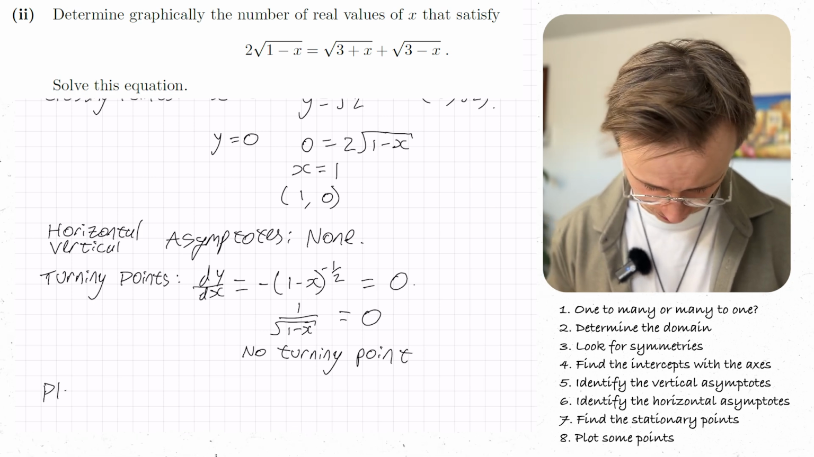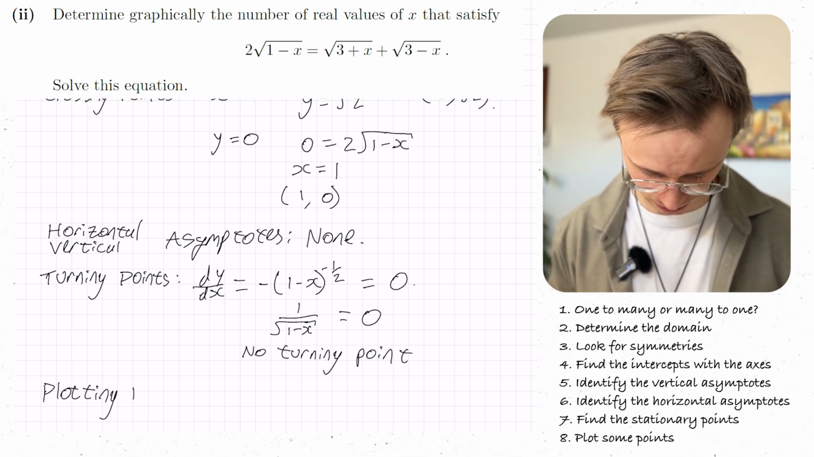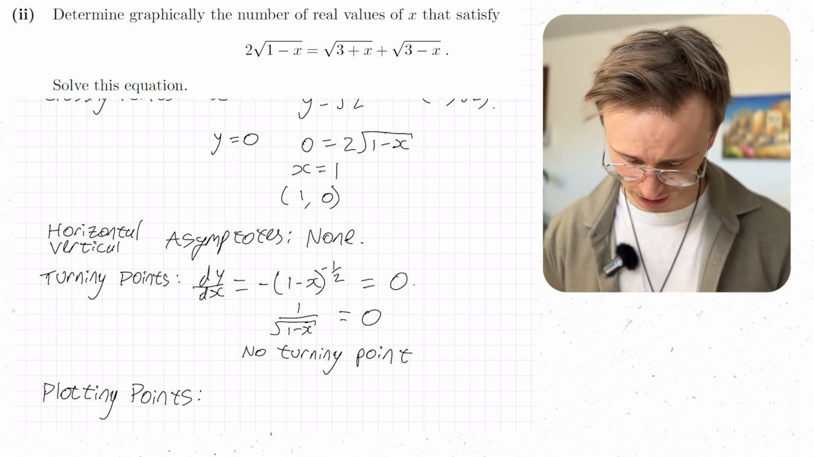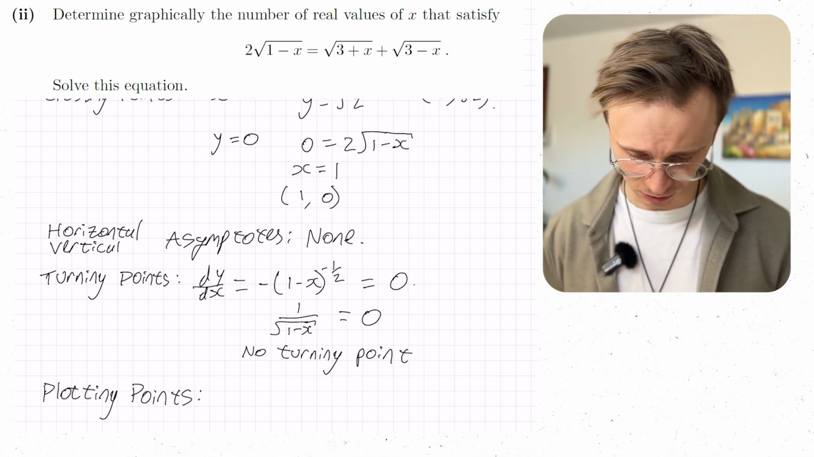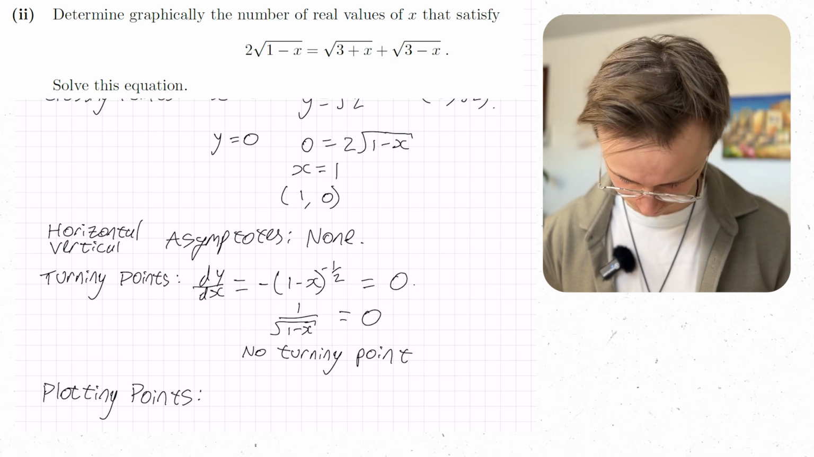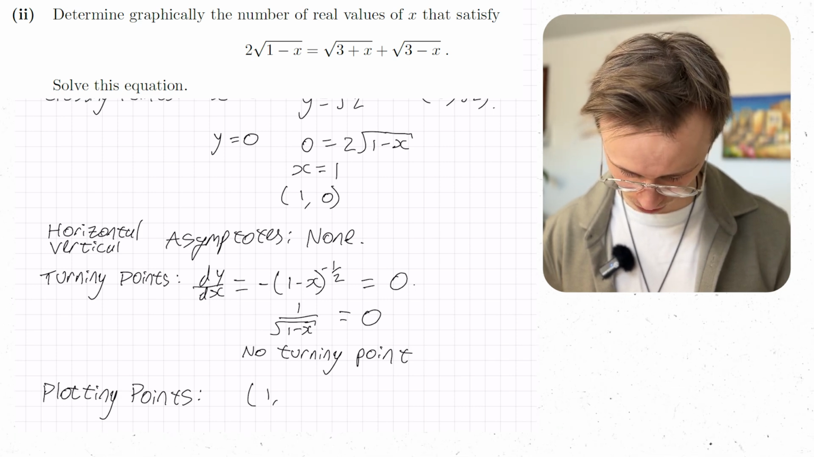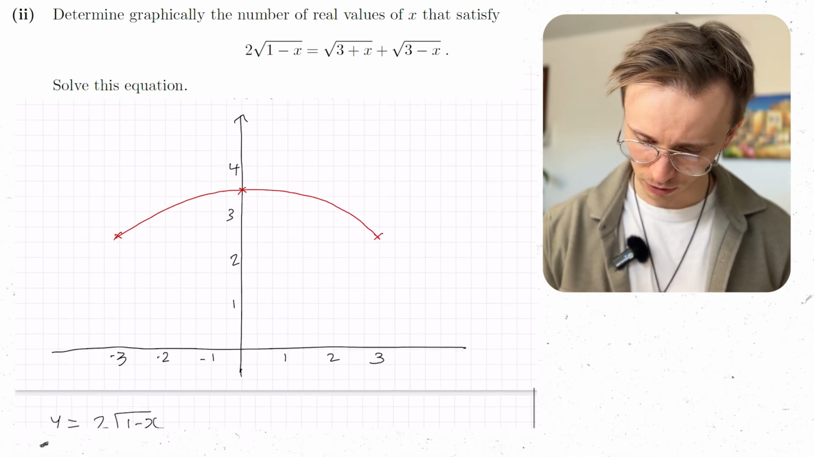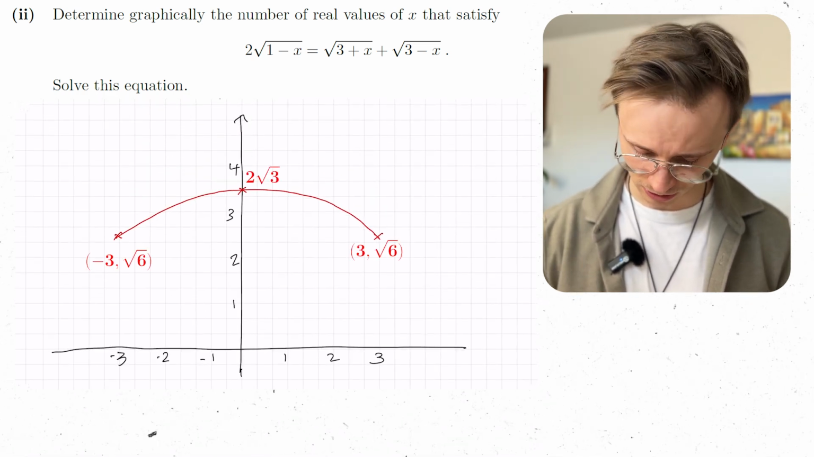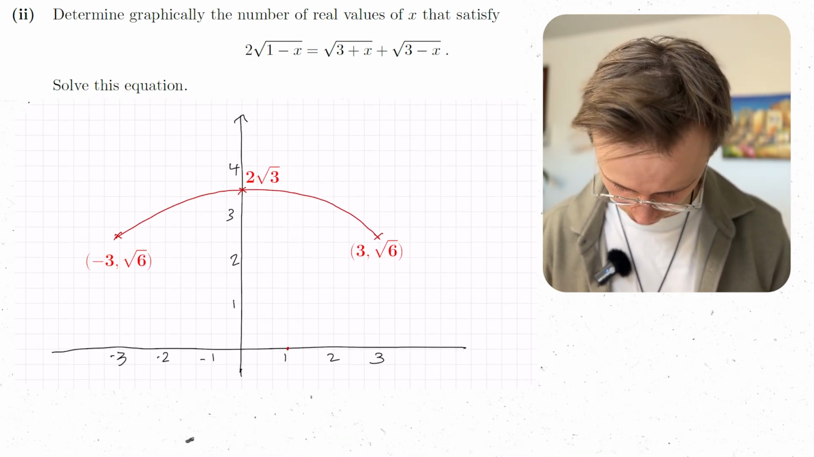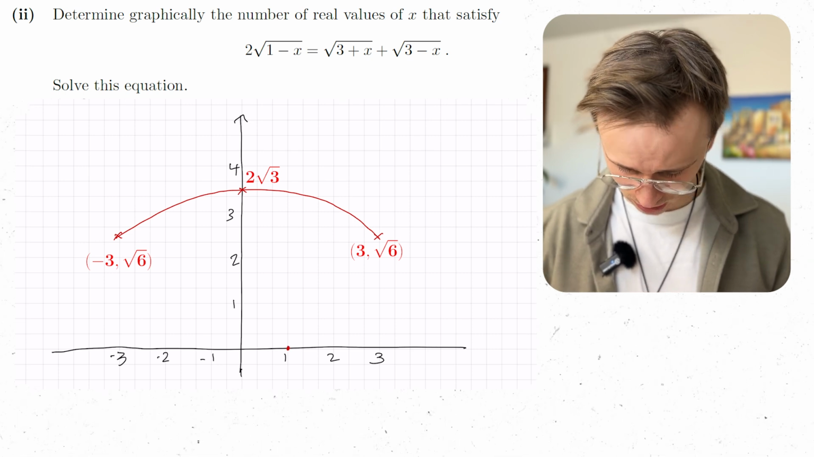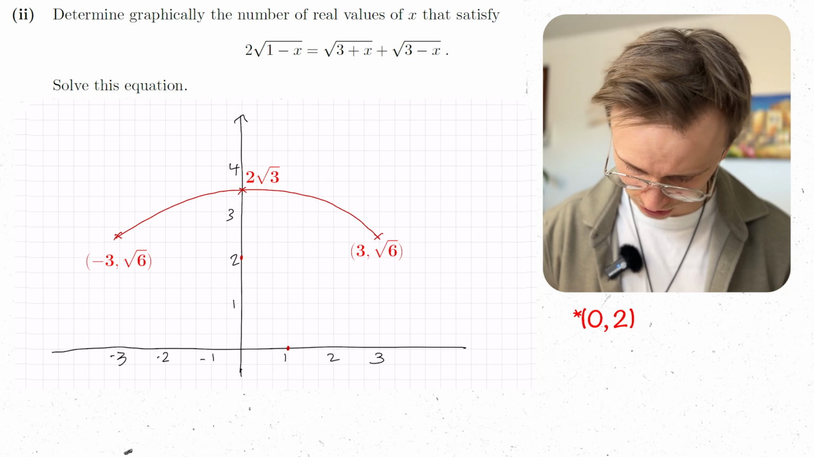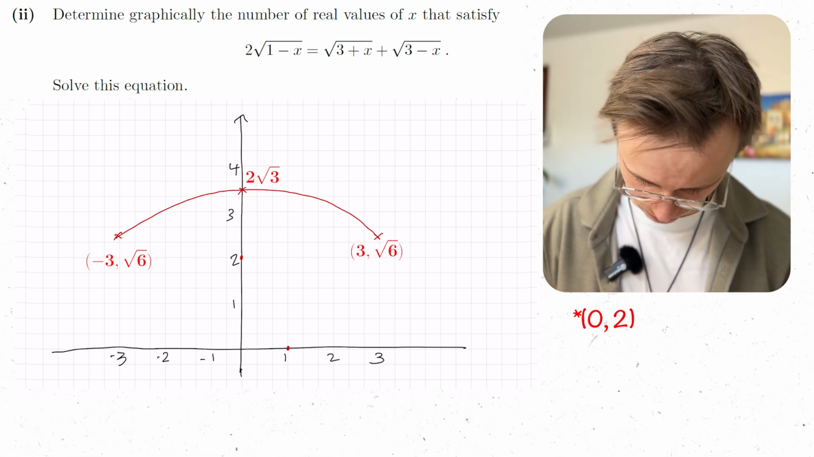And then just plotting points. I just want to look at the endpoints again. Well, I have at the endpoint plugging in x equals 1 gives me y equals 0. So it's again 1 comma 0. Okay, and bringing this all back together, plotting it on the graph, we know it crosses through 1, 0. I also know it crosses through 0, root 2, which is somewhere around here.